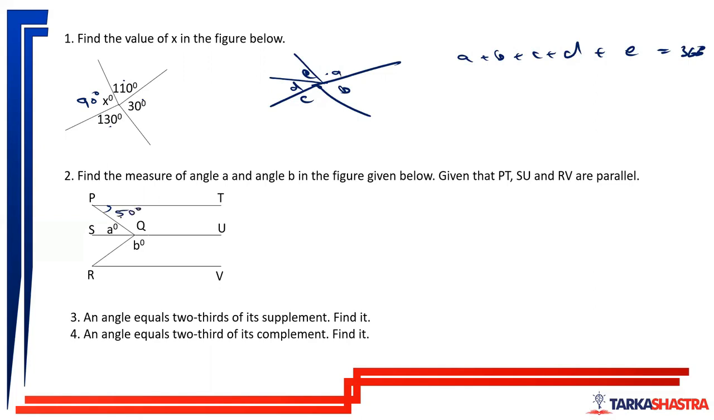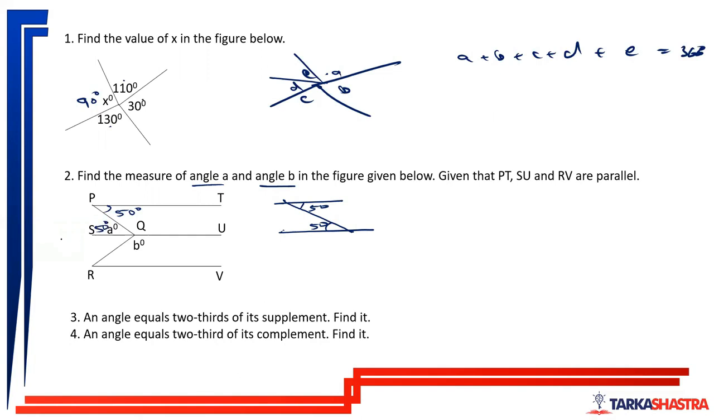This is 50 degrees. Find the measure of angle A and angle B in the given figure below. Now, given that PT, SU and RV are parallel. So PT and SU are parallel. This is the transversal. This angle is given to us as 50. So obviously this angle will also be 50. And why? Because they are alternate angles, and alternate angles are equal. So this angle is 50 degrees.